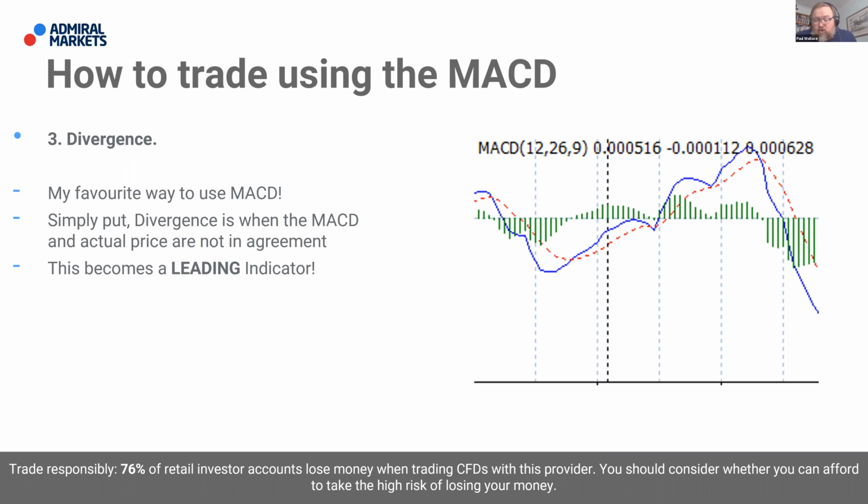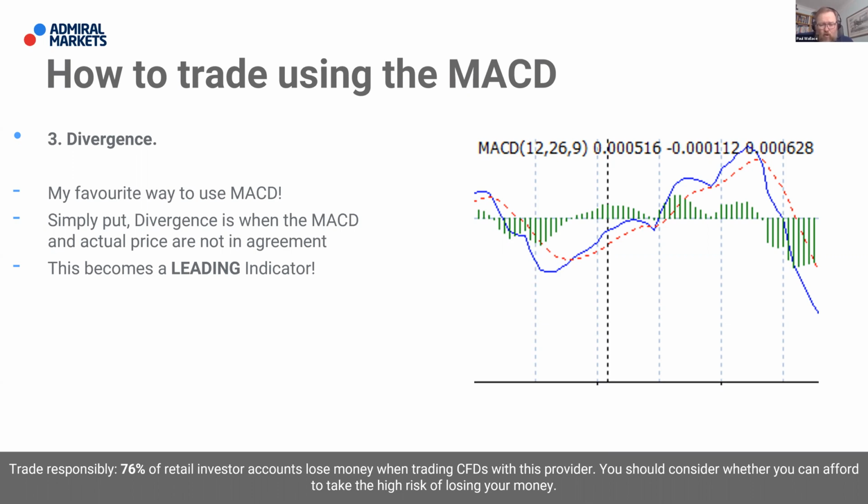Well, some people don't. Some people will be happy with just signal line crossovers or zero line crossovers. But personally, this is how I particularly like to use the MACD indicator, and in fact, most indicators. Simply put, divergence is when the MACD and the actual price are not in agreement. There is a divergence between the indicator and the price. And this is why I'm interested in it: this is when divergence becomes a leading indicator.